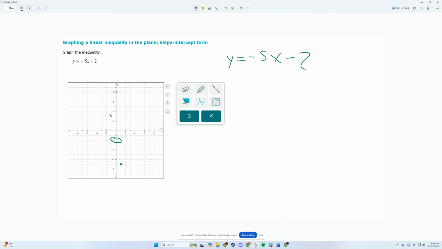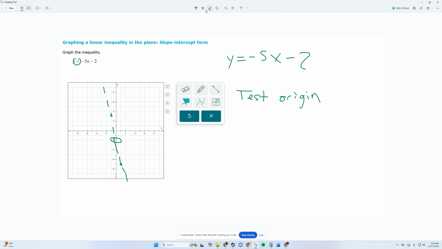I have this line. And now I can see it doesn't equal it, so when I draw this line, it's actually going to be dashed. I can't easily erase on here, so I guess I'll just make it a dotted line. Then I suggest testing the origin to see if that's a solution.